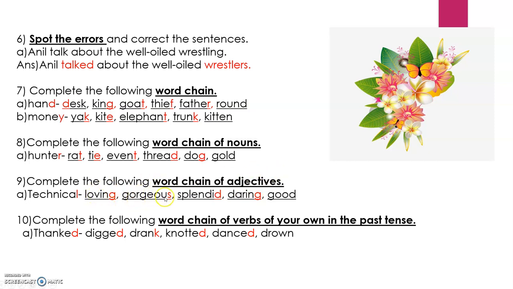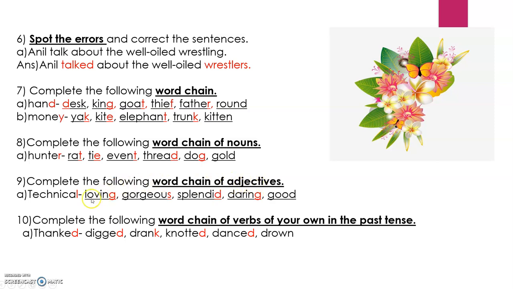Loving person, gorgeous looking, no? Gorgeous girl, gorgeous, no? We say. Then splendid, splendid idea. Okay, daring, D ka daring, daring boy. G, good student. Okay, so like adjectives always describing word. So you can think of that.